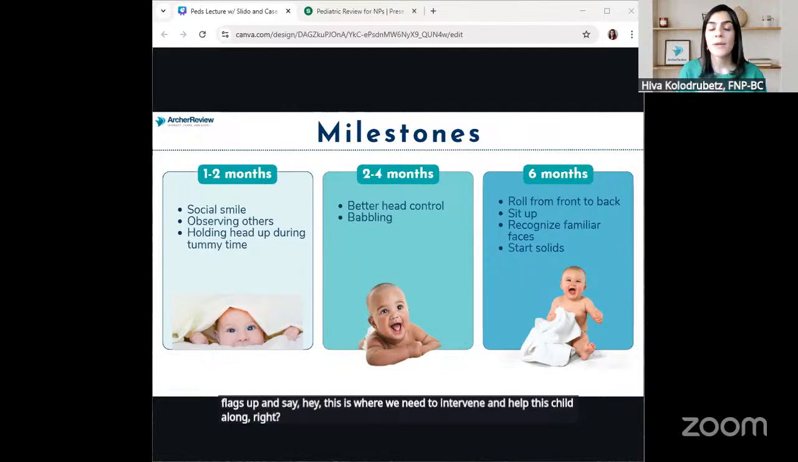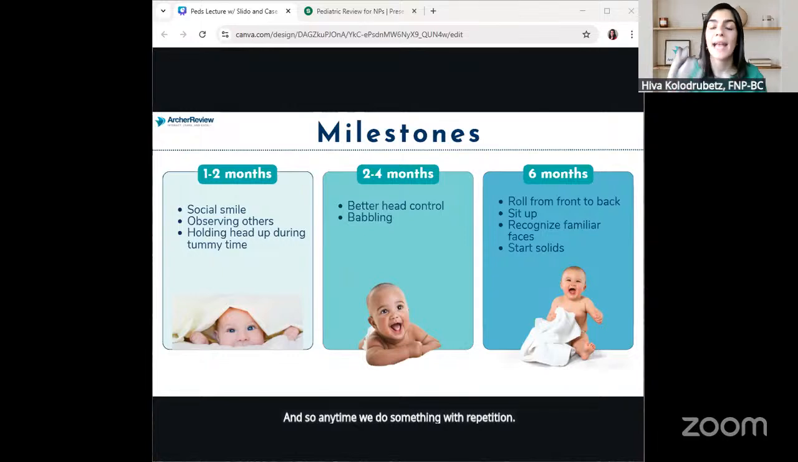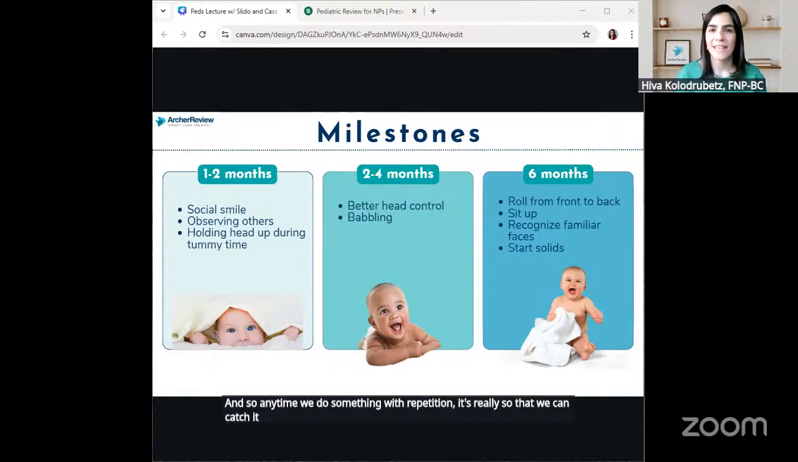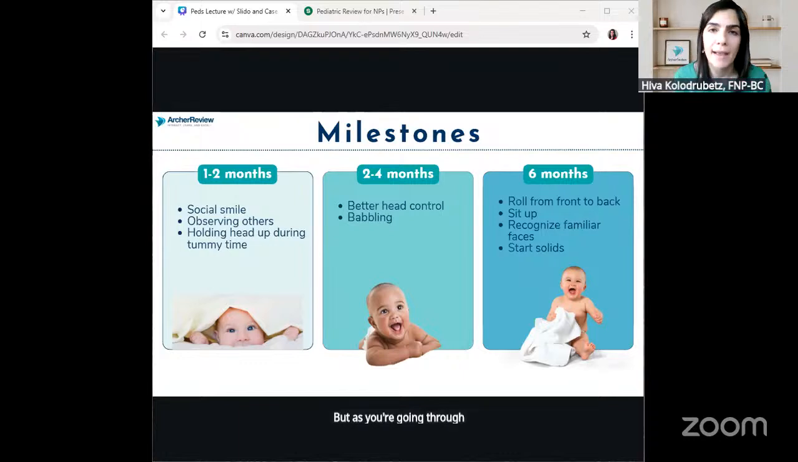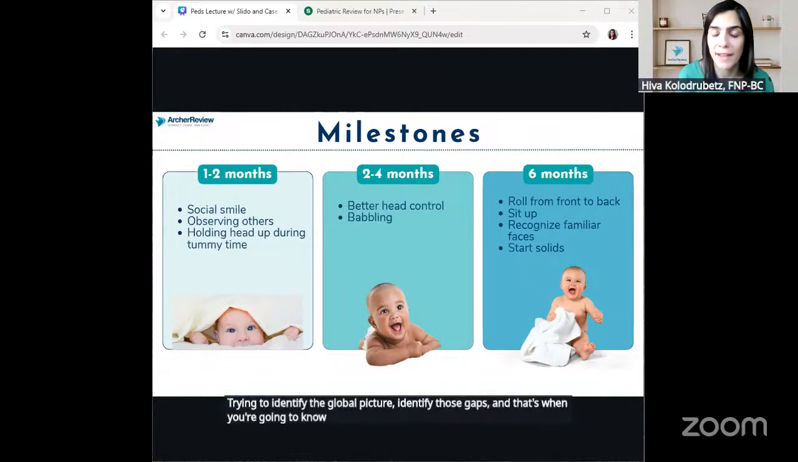Right. And so anytime we do something with repetition, it's really so that we can catch it early and intervene early. So that's what's going to be really important with these milestones as we're going through. You probably have plenty of charts and graphs from school that you can memorize, but as you're going through it, I want you to be thinking about that concept, trying to identify the global picture, identify those gaps, and that's when you're going to know when there's need for intervention.